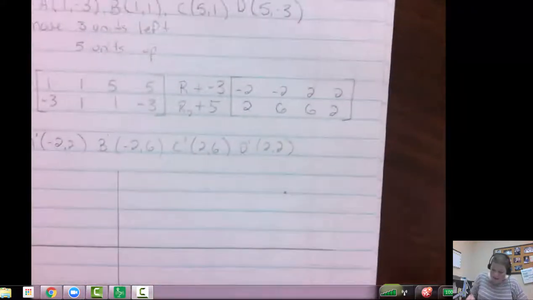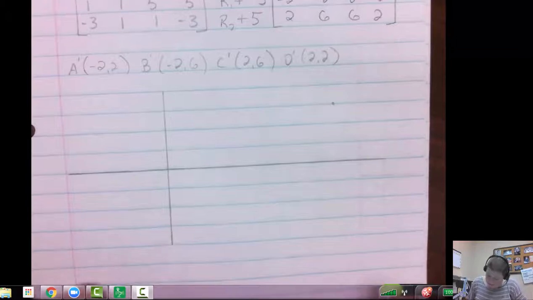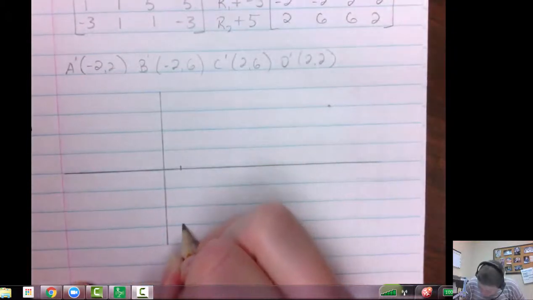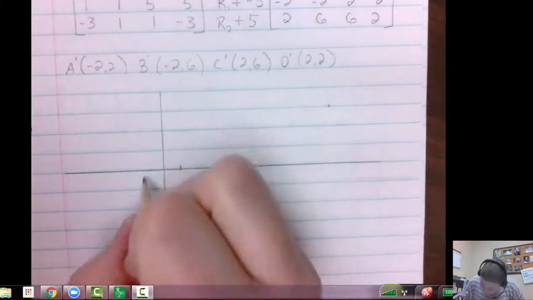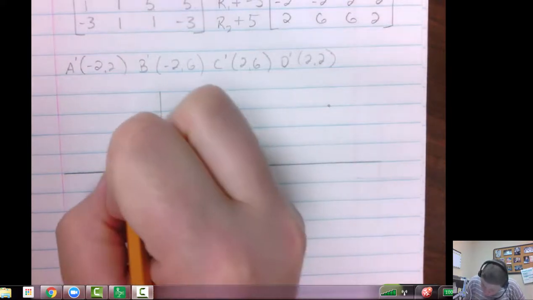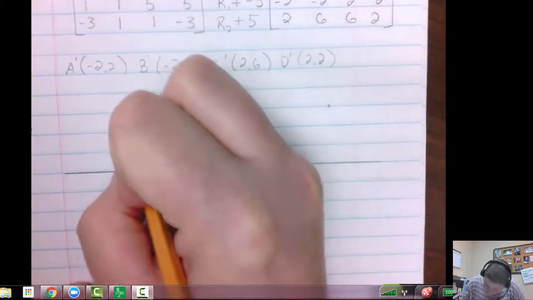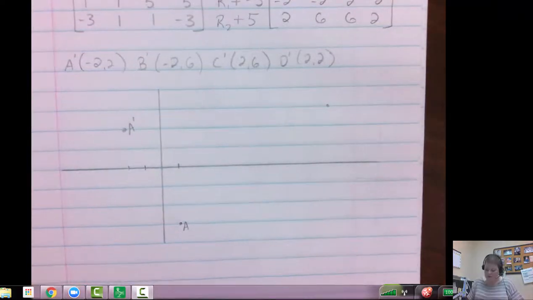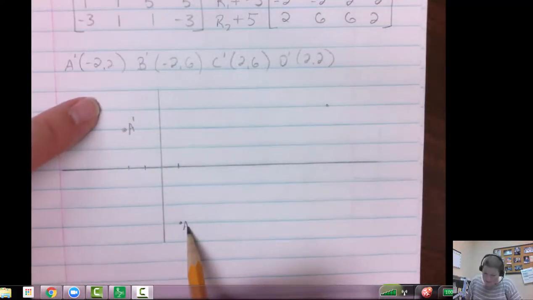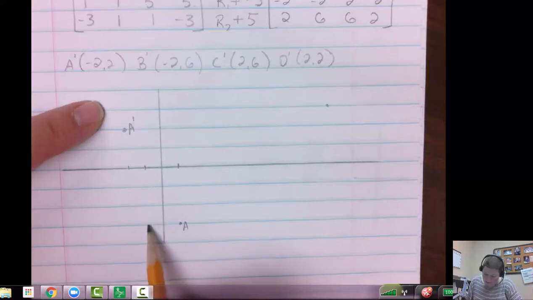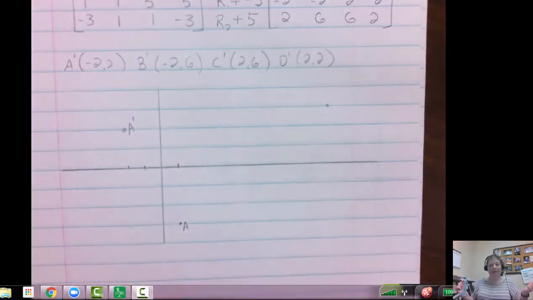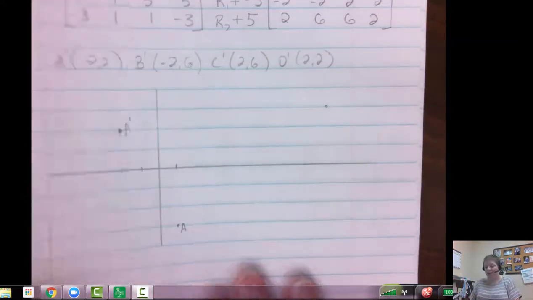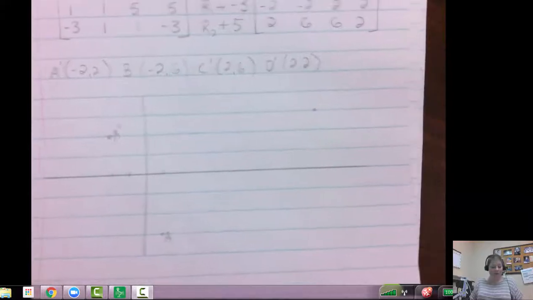So A was 1, -3. So 1, -3 is, here's A. And the new image of A is -2, 2. So this is A prime. All right, so does it look like from this point to this point that we went 3 units to the left? Yep. 1, 2, 3. And we went up 5 units. 1, 2, 3, 4, 5. Yep. There we go. So you just add or subtract for that translation.